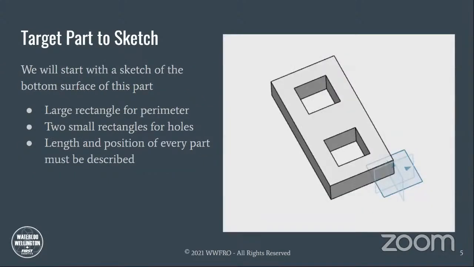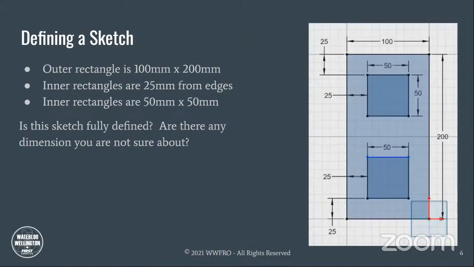So for one example right now, let's start with a really simple block here. It's a large rectangle with two small rectangles inside that are holes. And as we said, we're going to fully define this. We want the length and position of every part to be described. So you'll recognize this interface from the last workshop. This is the sketch interface. So you can see last time we didn't dimension any of our parts. We kind of just put them down and let them float on the screen, which is really hard for me to do because that's my pet peeve when CADing.